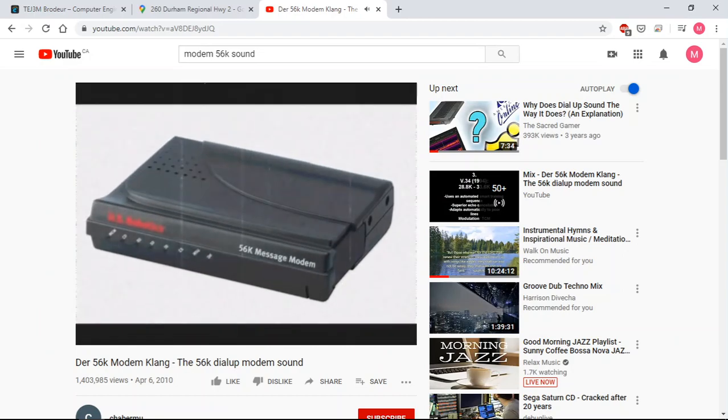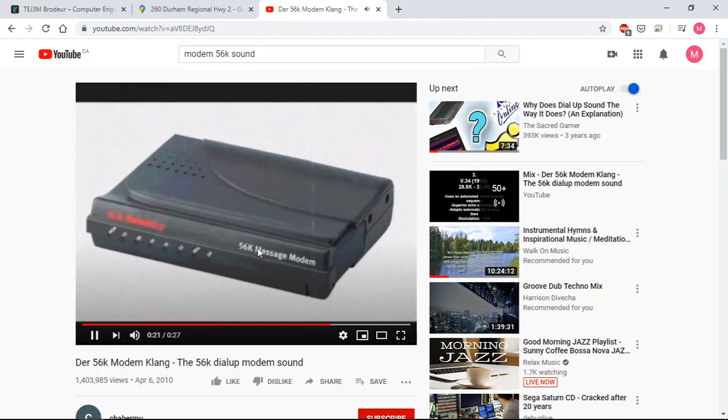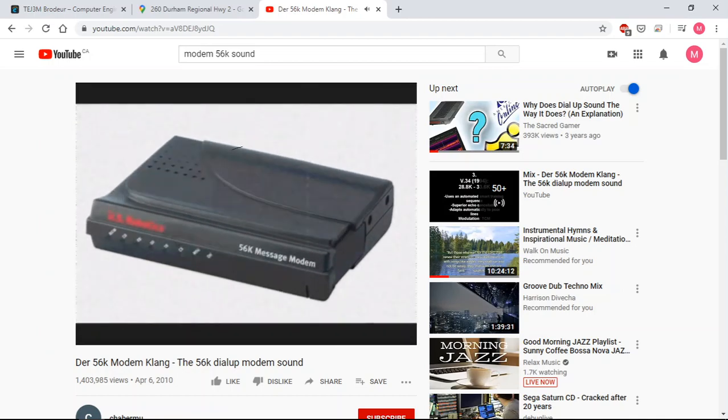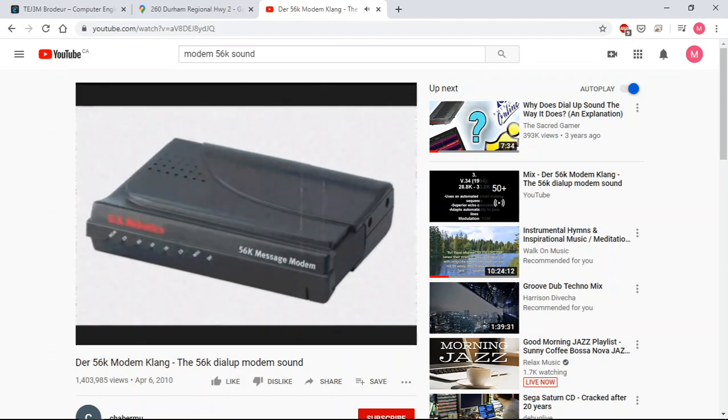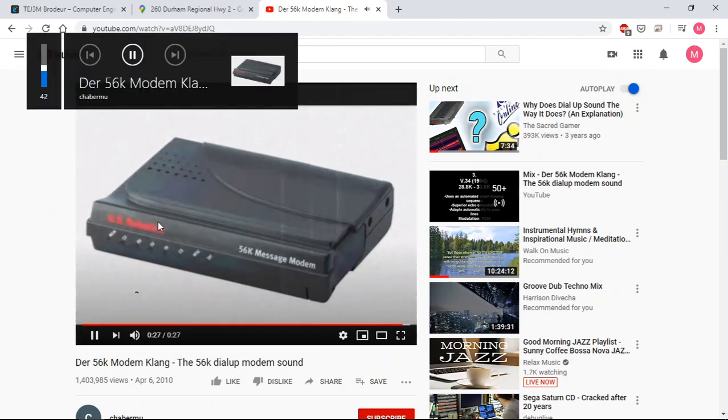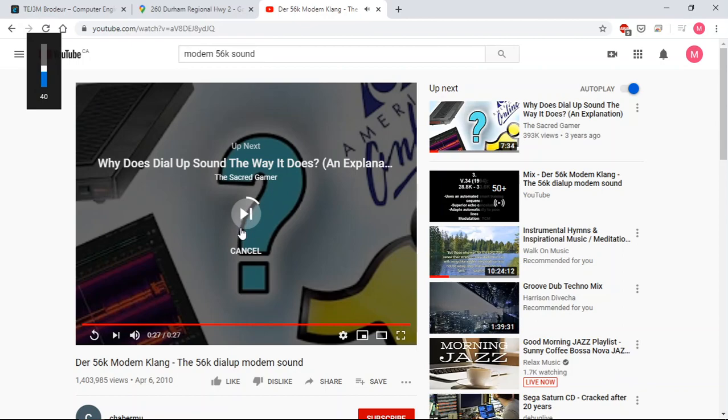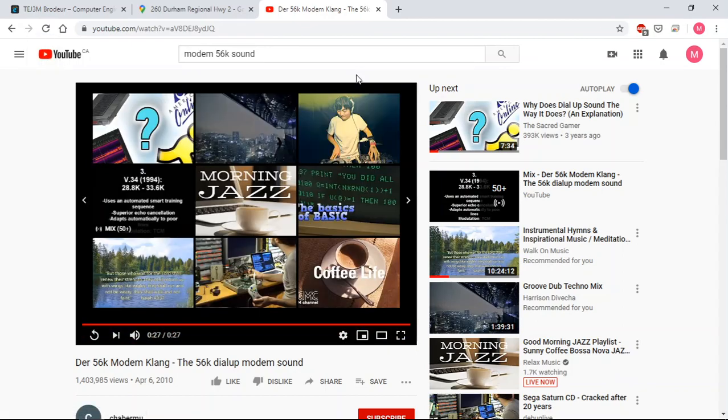In university, this is how we were going on the internet. So what is this? This is the modem trying to talk to the ISP, the Internet Service Provider. And there you go, that's a good example. And that doesn't sound like anything I'd like to listen to a whole movie through, right?